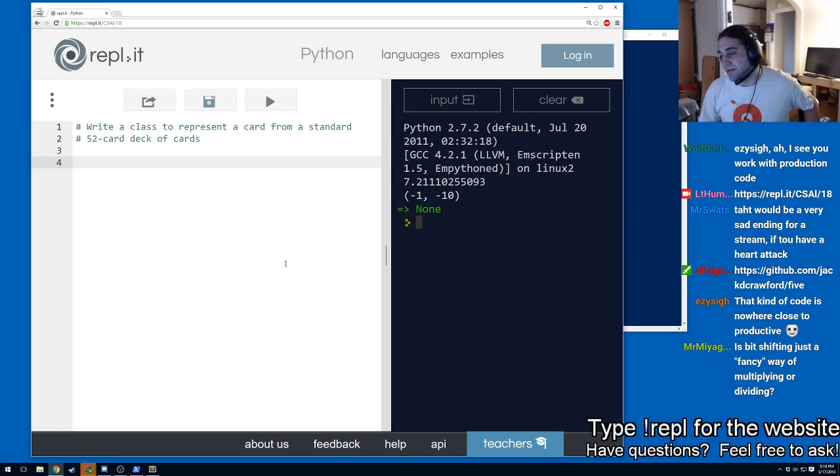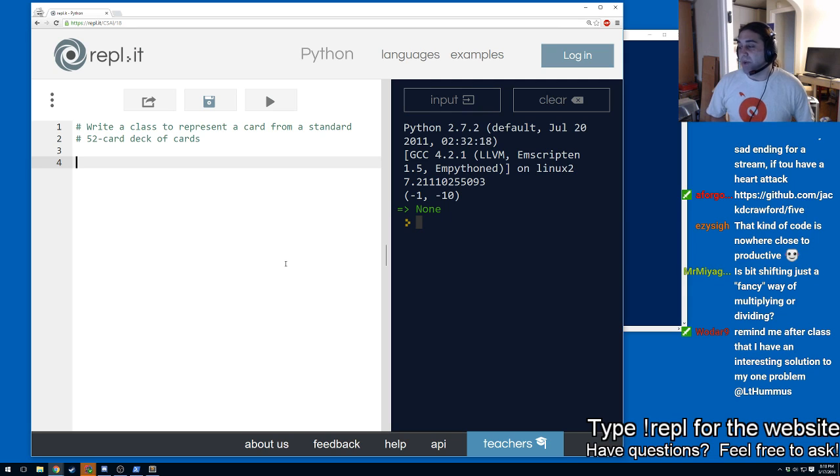Mr. Miyagi, kind of. That's one thing you can do with bit shifting, but there are way, way more things you can do with bit shifting.